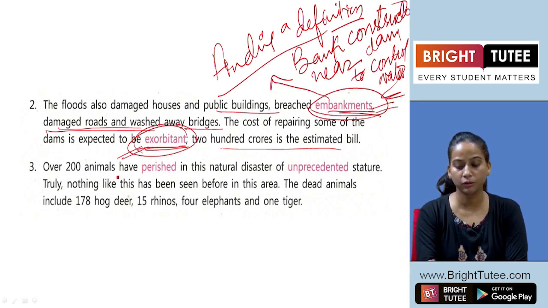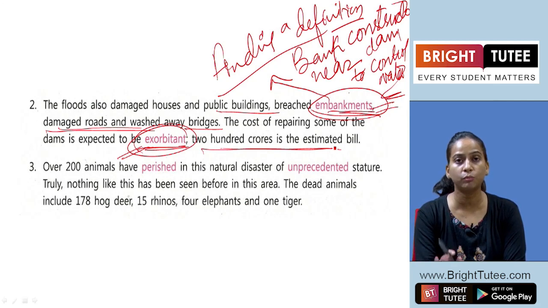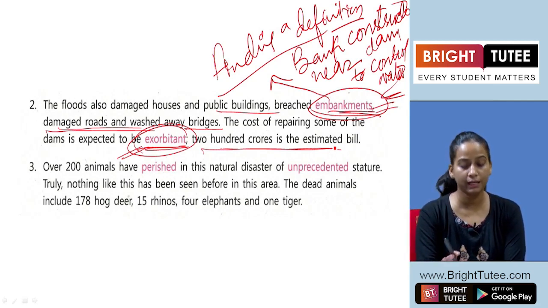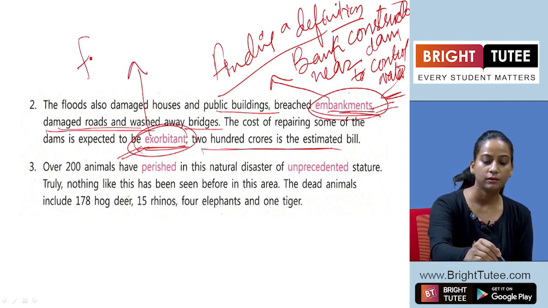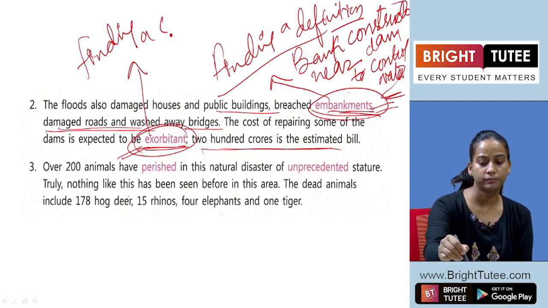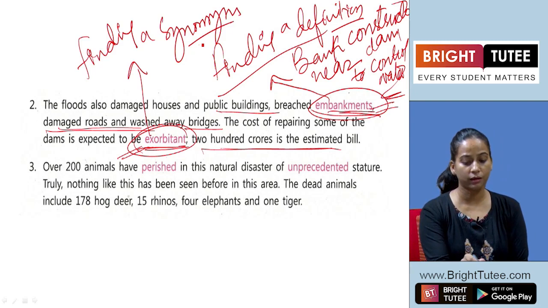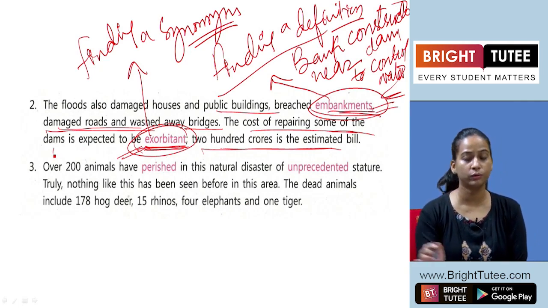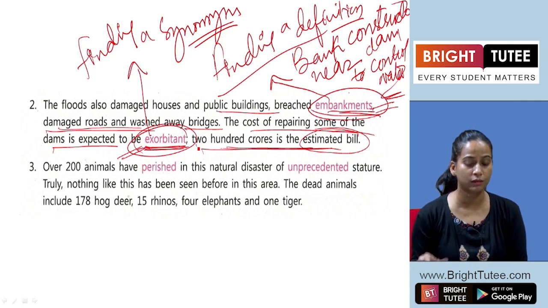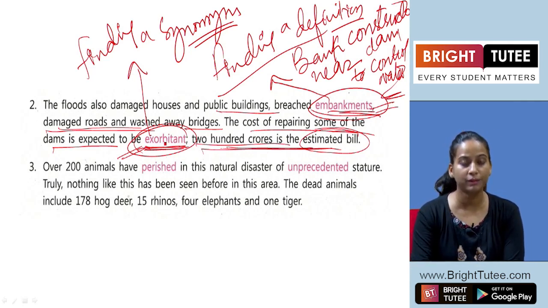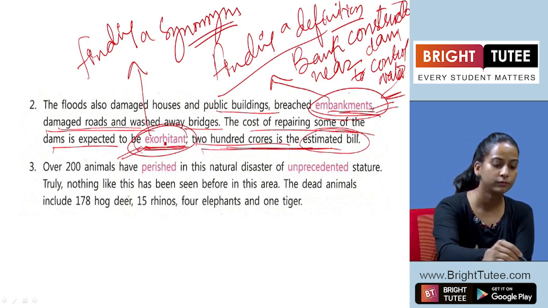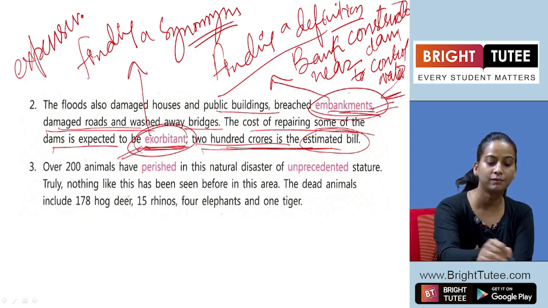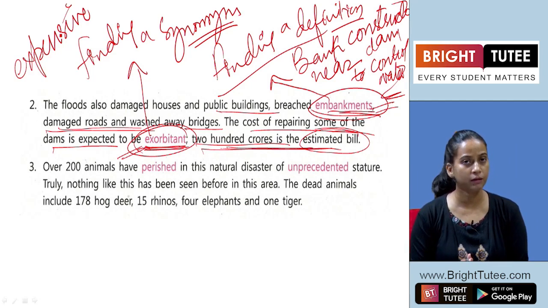Now, the second word: the cost of repairing some of the dams is expected to be exorbitant. Exorbitant, 200 crores. And while we are talking about 200 crores, it is too much money. So, which particular technique have we used here? Here we have used finding a synonym. Finding a synonym means similar meaning. So, somewhere we are getting that it is too much. The meaning of exorbitant is also going to be something very expensive, out of budget, or too high cost, or such kind of word can be used for this.